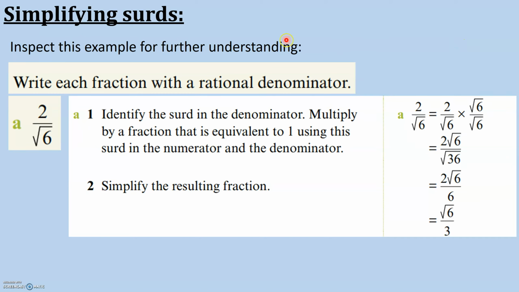Have a look at this example from the textbook as well. Similar example, we have 2 divided by the square root of 6, and they've used the same technique here. We've multiplied by a fraction which has the surd in the numerator and the denominator, which removes the surd from the denominator. The square root of 6 times the square root of 6 is just 6, and now we have the surd in the numerator. Pause the video and just take some time to inspect that example and make sure that every step in there makes sense to you.